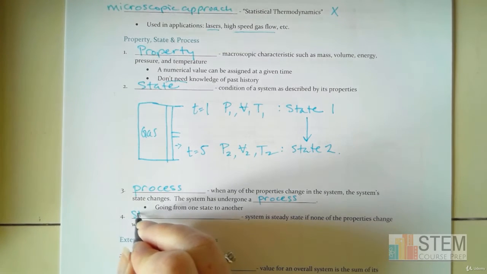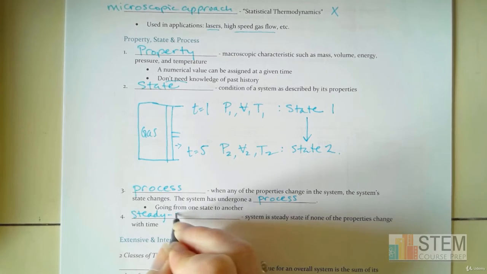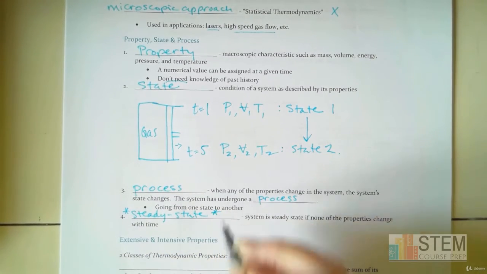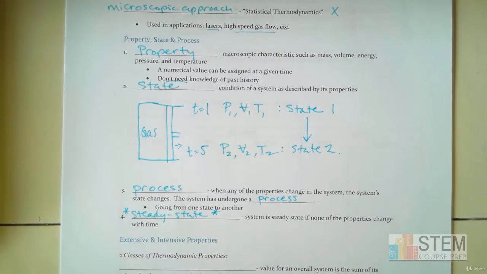This next term is going to be important because we will use it. This is going to be one of our keywords that we're going to highlight when we get to our problems. This term is steady state. Steady state is going to mean that none of your properties in your system change with time. So time here is the important thing.